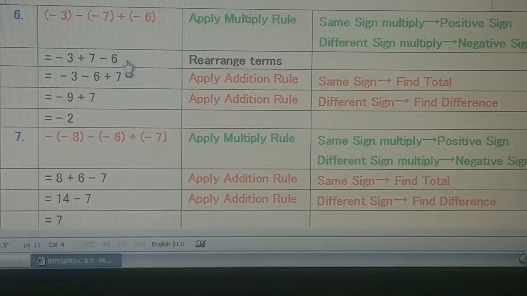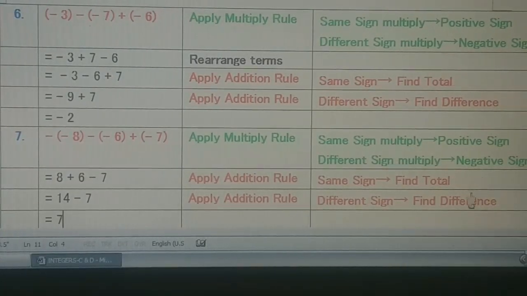Now as we have learned before, integers having same sign should be solved first. Here 3 is negative and 6 is negative. So we rearrange and write first minus 3 minus 6, and then we write 7 behind. So we are rearranging the terms, because same signs should be solved first together. Here minus 3 and minus 6.